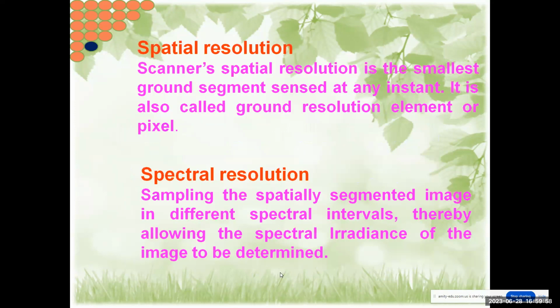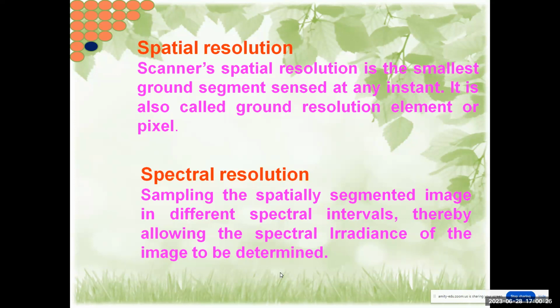So if you're talking about the spatial resolution, it means discriminating the smallest object on the ground. That is called your spatial resolution. If a satellite has 0.5 meter spatial resolution, it can identify objects on the ground up to a maximum of 0.5 meter.